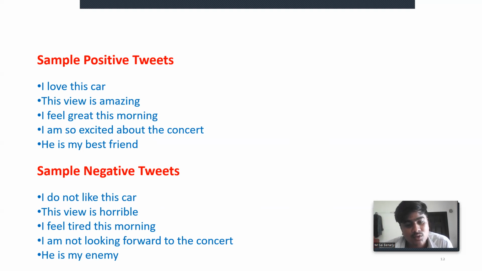And I am not looking forward to the concert, and they are not interested in coming to the concert. In many ways they are not satisfied with the other person, or with their sentiment. And he is my enemy, he was not satisfied with that person, he was angry at that person. So these are the sample positive tweets and sample negative tweets in sentiment analysis, where we can see whether they're satisfied or not satisfied.